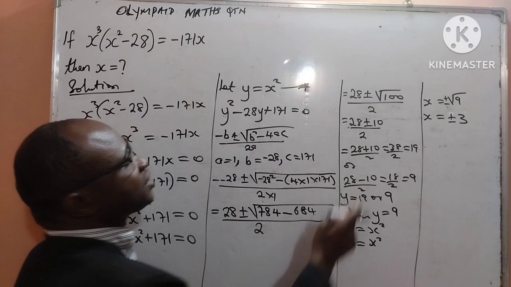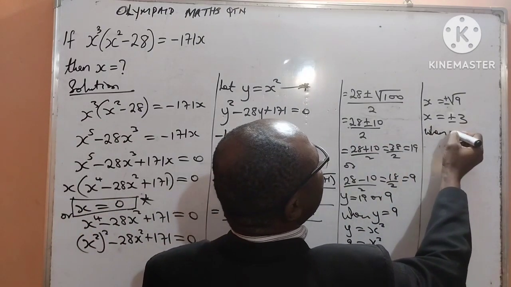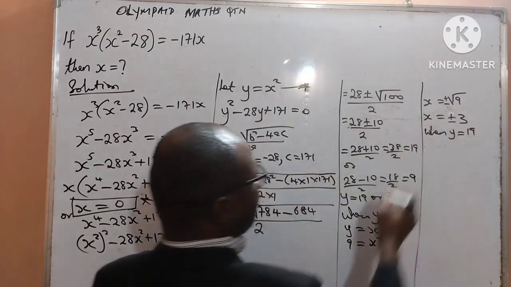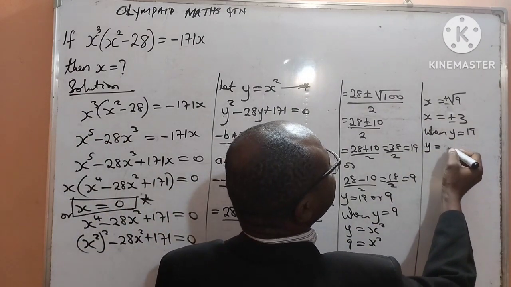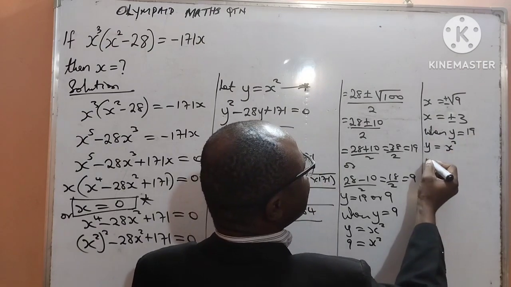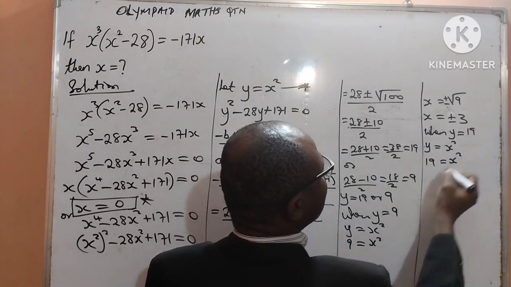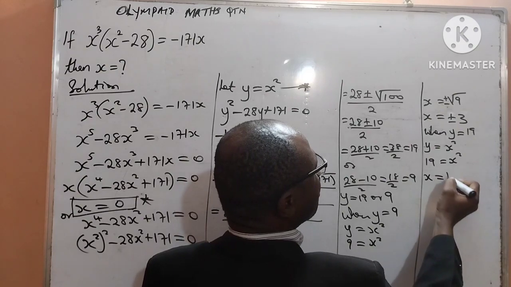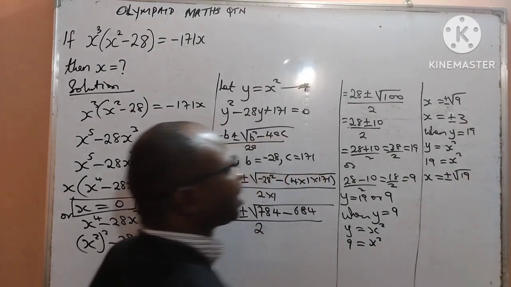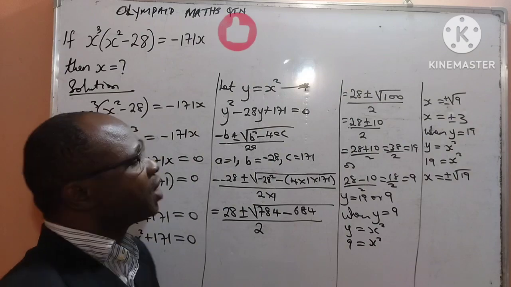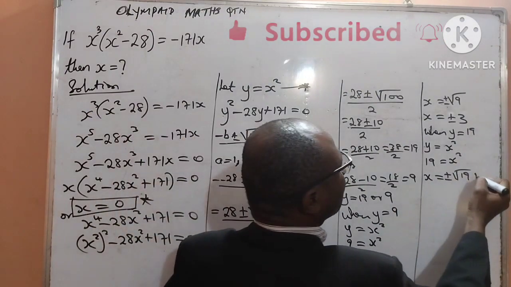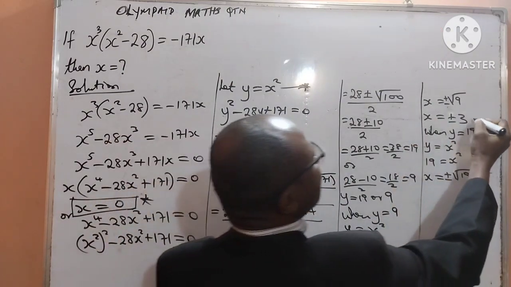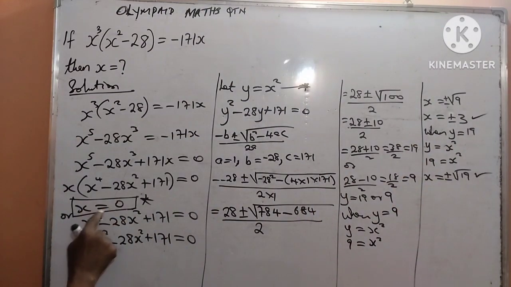Very good. Also, when y is equal to 19, from what we have here, y equal to x squared. So when y is 19 equal to x squared, we have it that x is equal to plus or minus the square root of 19. In conclusion, we have gotten the value of x here, plus or minus root 19. Okay? We have also gotten the value of x here, plus or minus 3. We have also gotten the value of x here, which is 0.